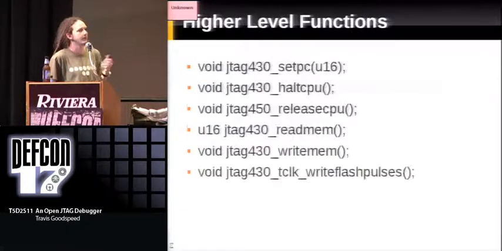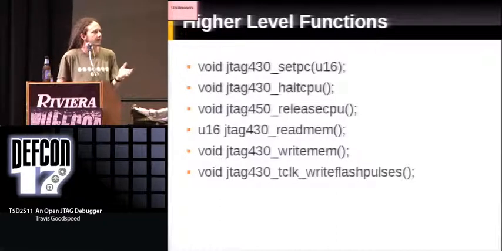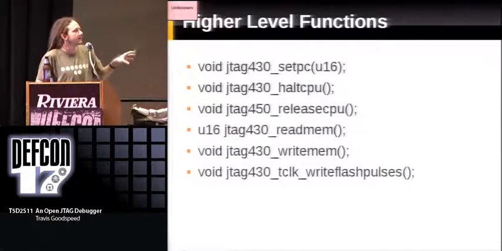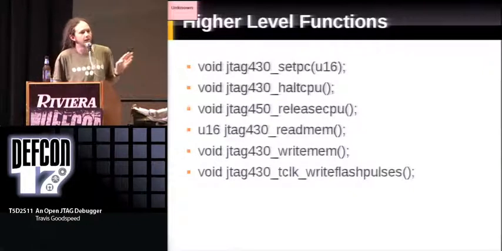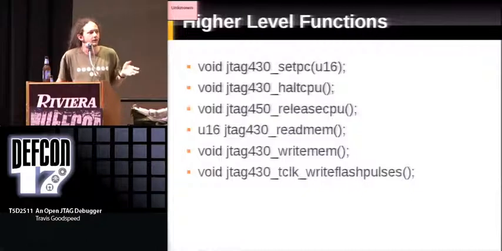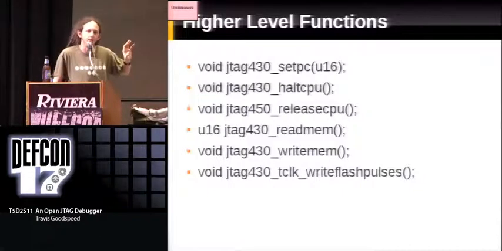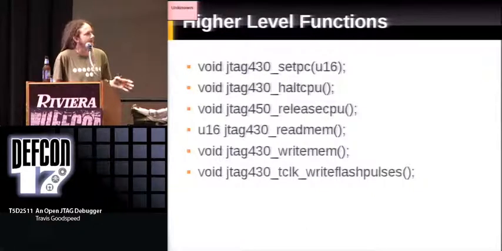And from these you build higher level functions. There's JTAG 430, set PC, halt CPU, release CPU, all of the different things that you would need in a debugger. And these are documented, but others are not. I haven't yet figured out how to set a hardware breakpoint. I haven't yet figured out how to read registers other than the program counter. I'm working on it, and I've got the recordings to do it, but the point is that those things are not in the documentation, and getting them can be a bit fun.